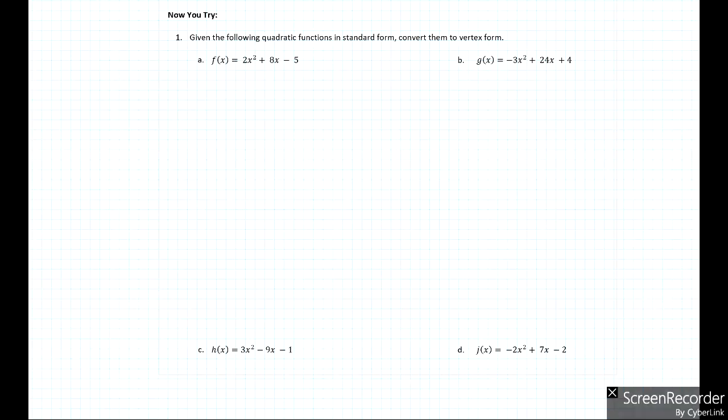Take some time to think about how you would complete these problems first and give it a try before you continue. Whenever you're ready, you can continue the video and we'll go over the solutions together.